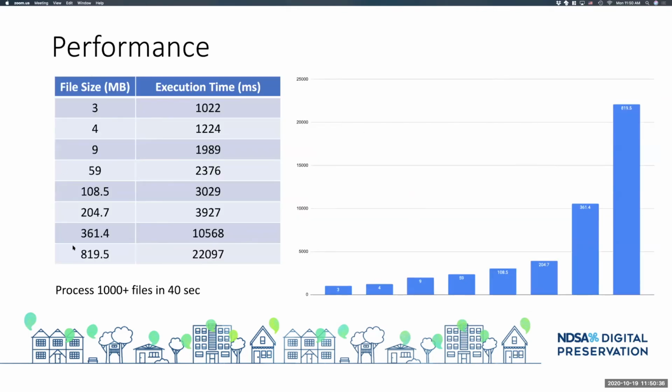And this is the performance. We tested from sizes of 3 megabytes to 800 megabytes. Our current setup focuses on image data, so the largest ones are about 800. In the future, we will try to do this on video data, which can be gigabytes. And you can see here, we processed over 1,000 files in 40 seconds. So we can do this very quickly.